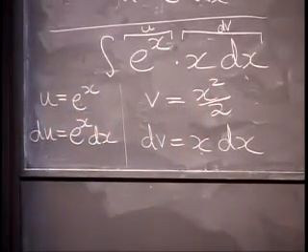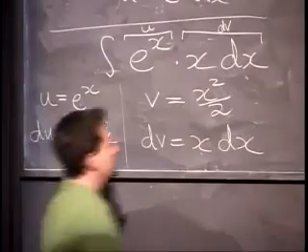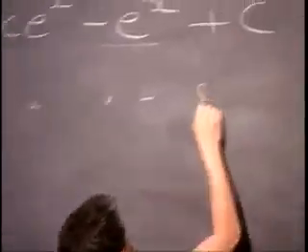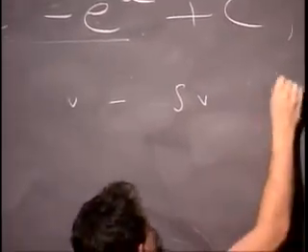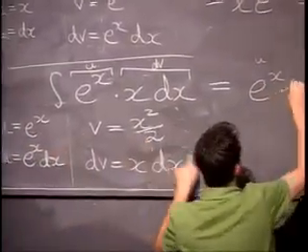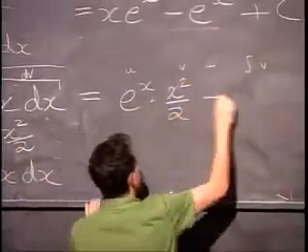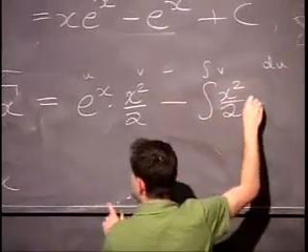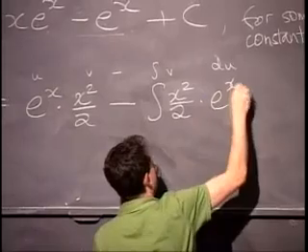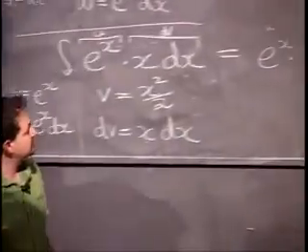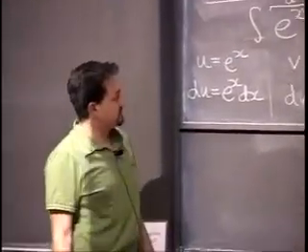That's fine. Let's see what happens. We get uv minus the little integral of v du. I'm leaving plenty of space. u is e to the x. v is x squared over 2 minus the integral of v, x squared over 2, times du is e to the x dx. Everything I've written, hopefully, unless I made a silly error, is correct.